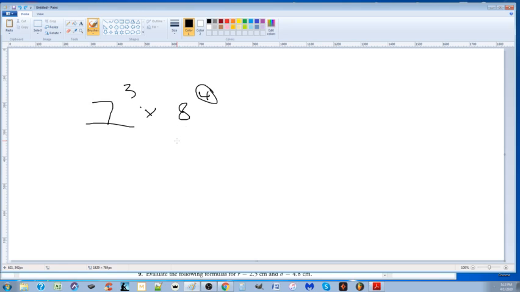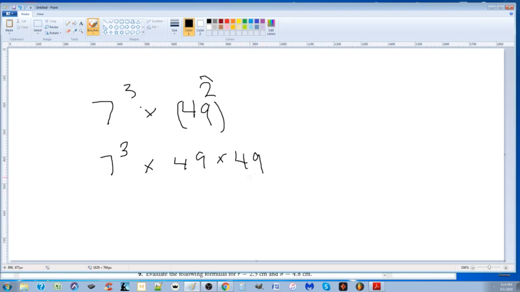For instance, and I won't get into it, 7 to the 3 times 49 to the 2. Well, let's break down what 49 is. It's 49 to the power of 2, and we can break down this 49 even more.